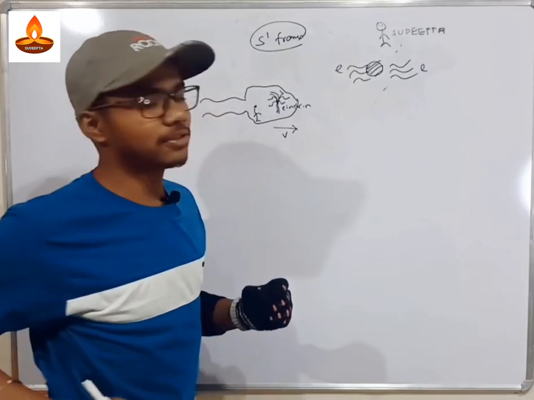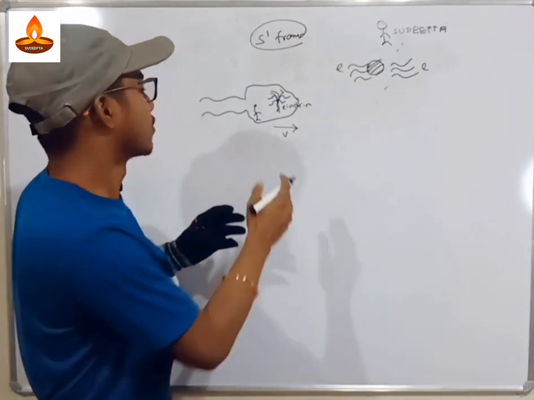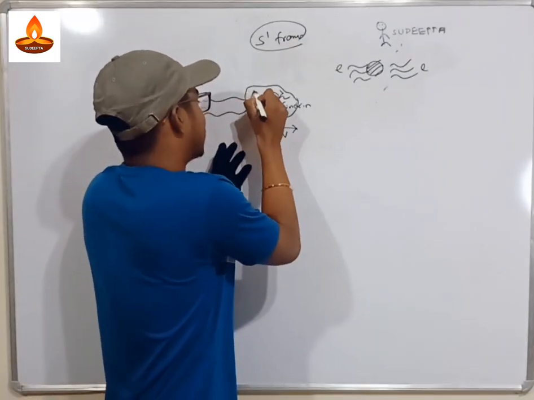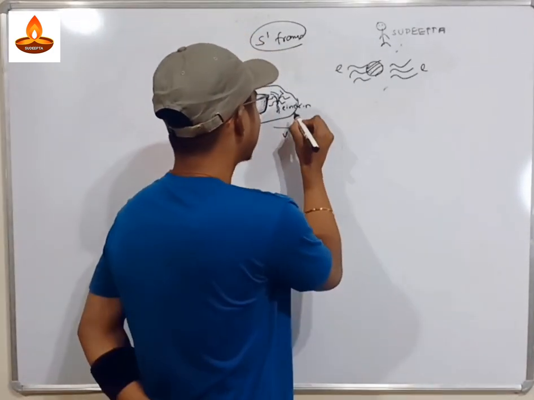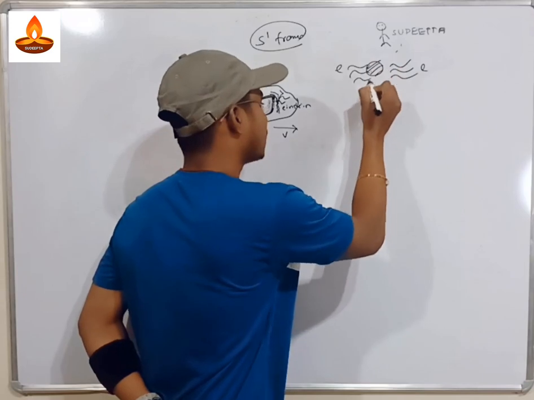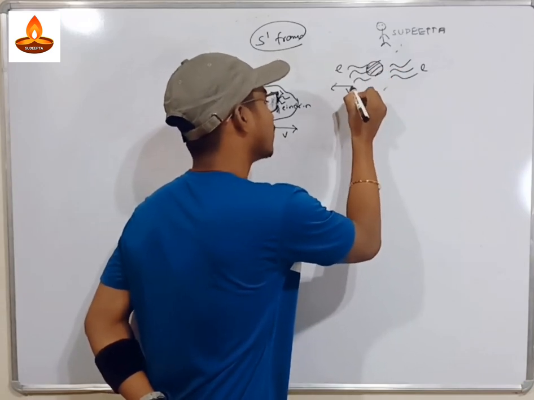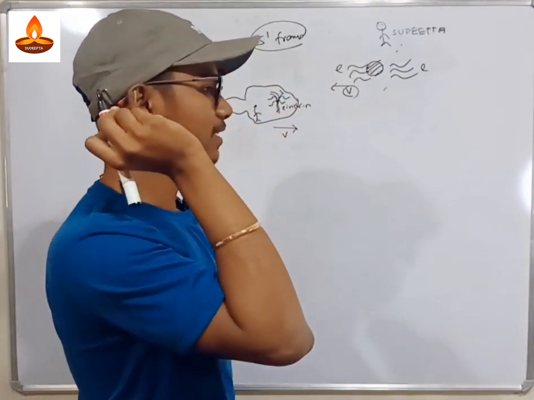The atom is also coming to us at the same velocity. So for us, this is the STS frame. This rocket is the STS frame. What we are seeing is that the source, this atom, is coming at velocity v.